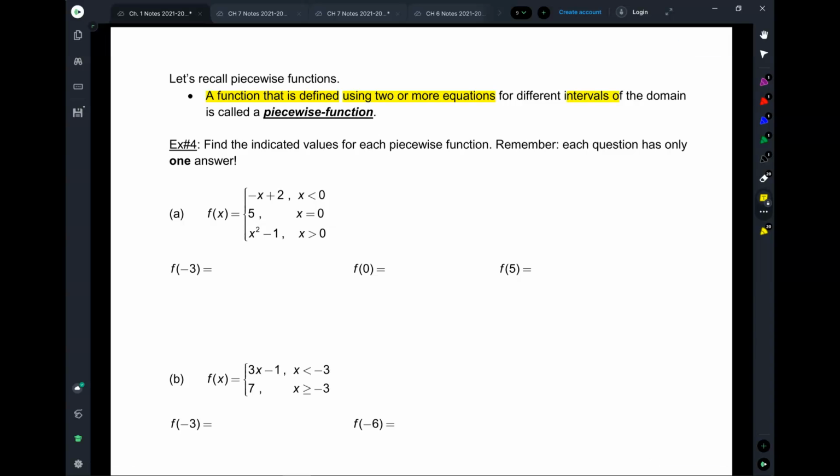So take a look at this first one. Oh, I kept going. Okay, sorry. I double-clicked, I think. All right.